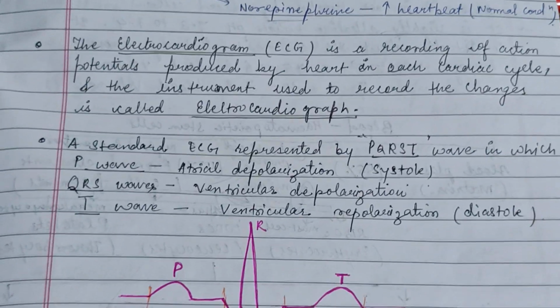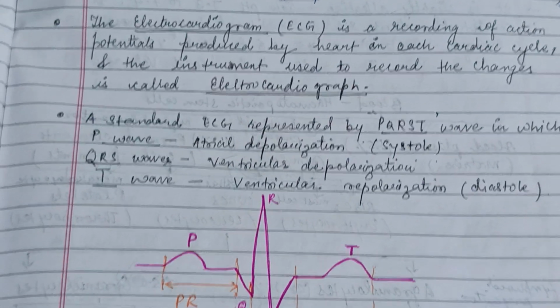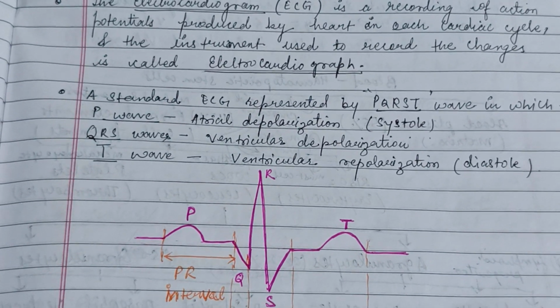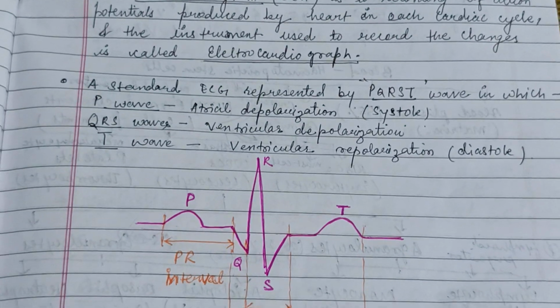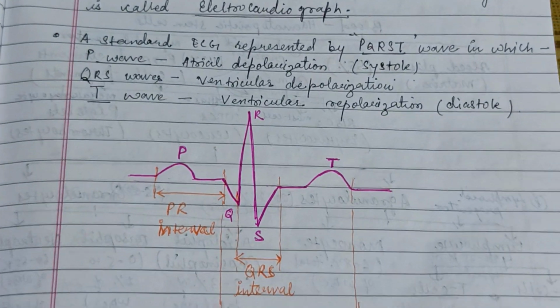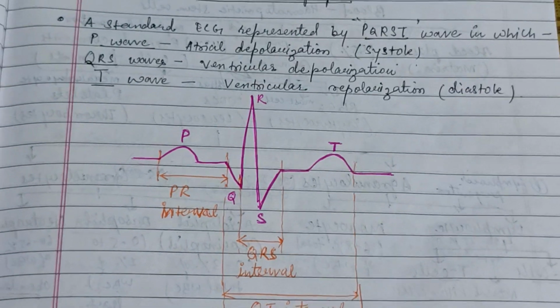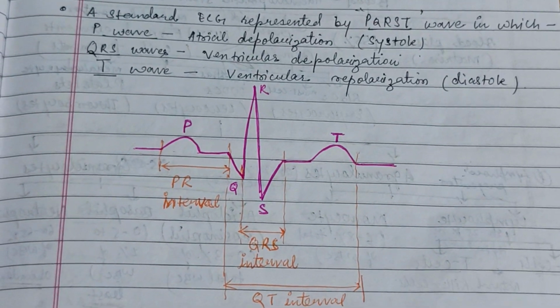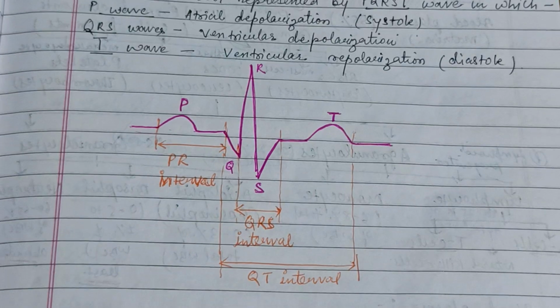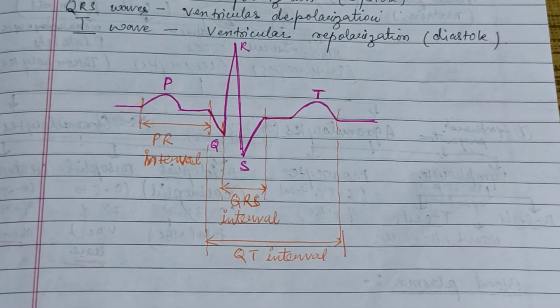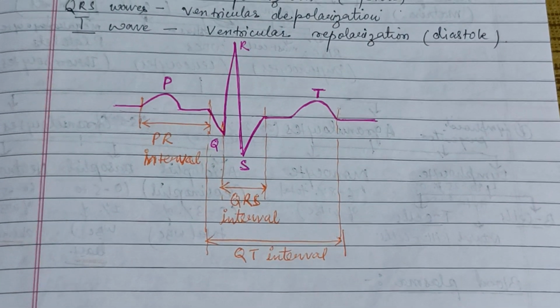So, an electrocardiogram is a recording of action potentials produced by the heart in each cardiac cycle, and the instrument used to record the changes is called an electrocardiograph. A standard ECG is represented by the PQRST wave, in which the P wave represents atrial depolarization, the QRS wave represents ventricular depolarization, while the T wave represents ventricular repolarization.